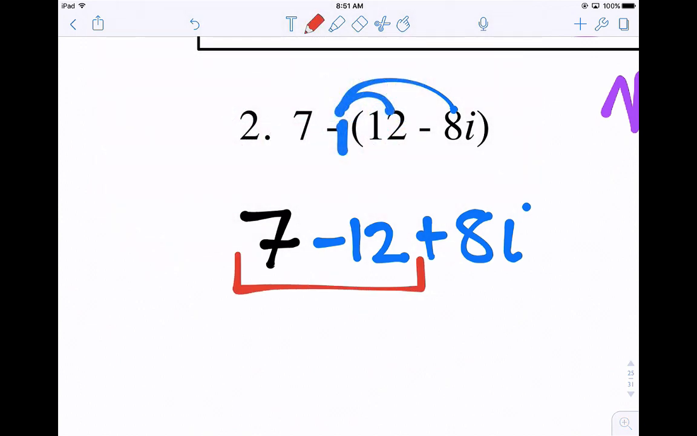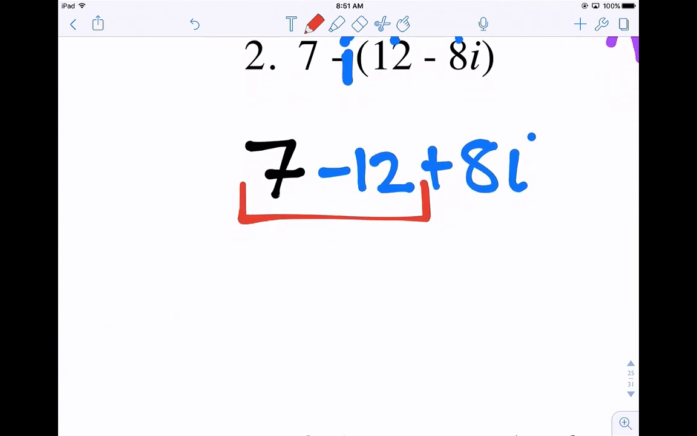So here we add together the real numbers. 7 minus 12 is -5, and then plus 8i.